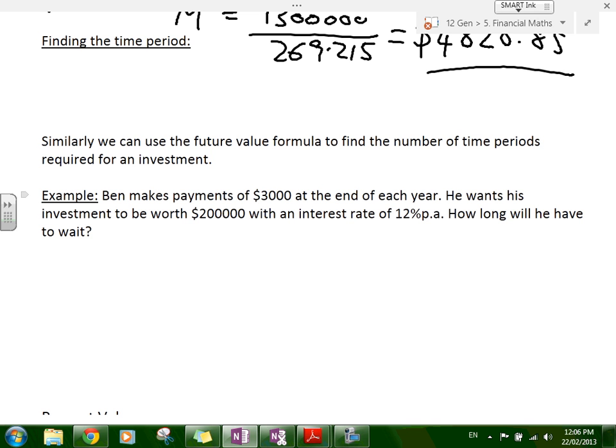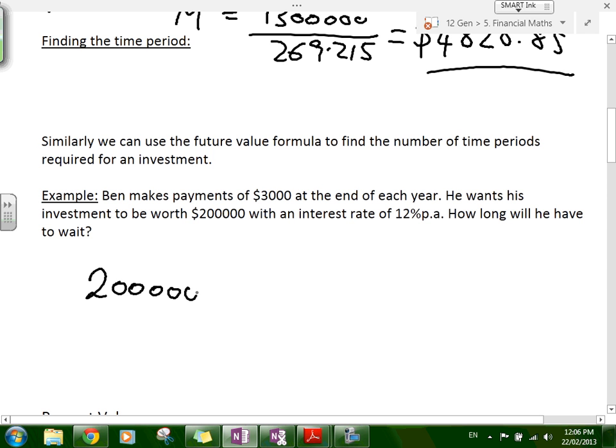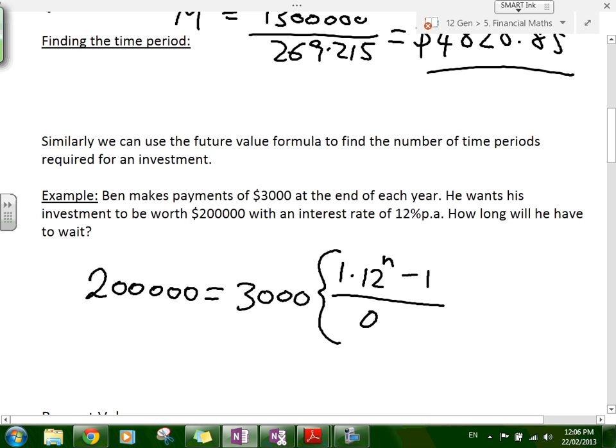$3,000 a year, 200 grand. Okay, let's have a look. So again, you use the formula and we say, well, 200,000 is A, equals 3,000 is M, over 1.12 to the power of n minus 1 over 0.12. Okay, you all understand how I get 1.12? I'm just cutting out the 1 plus r. I'm just doing it straight away.